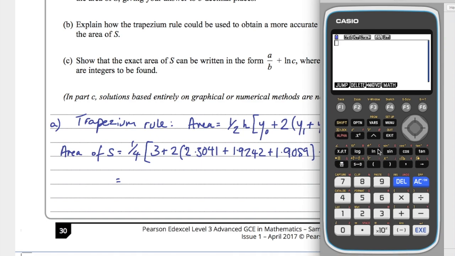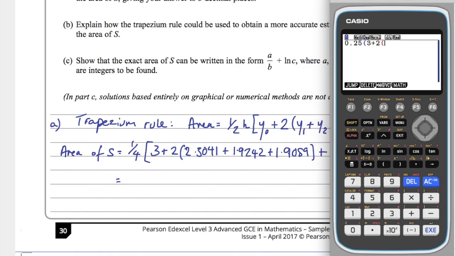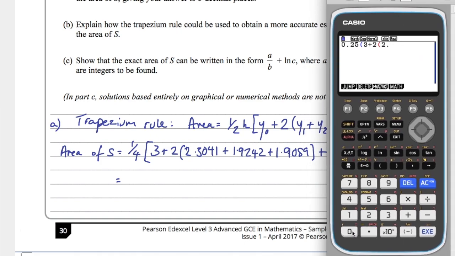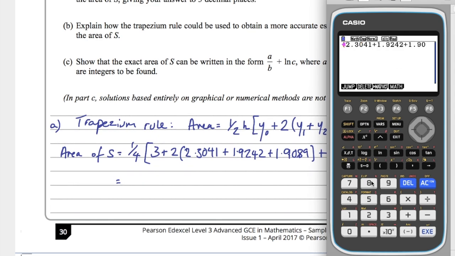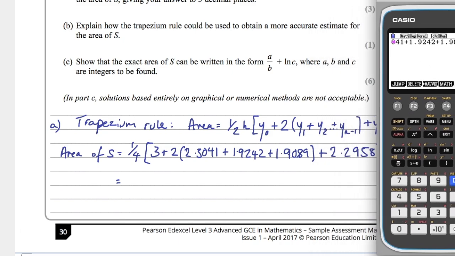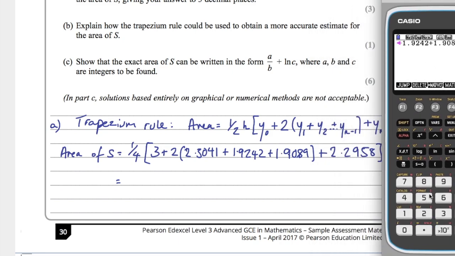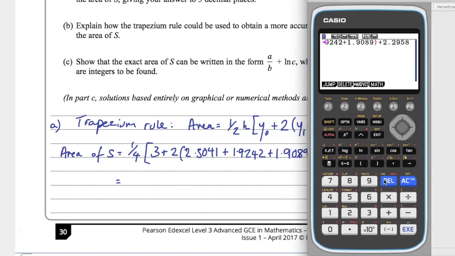So let's put all of this in as it is, so 0.25 or a quarter multiplied by 3 plus 2 multiplied by 2.3041 plus 1.9242 plus 1.9089, and then we need to add that last y value on the end, which was 2.2958, and that is all multiplied by a quarter.